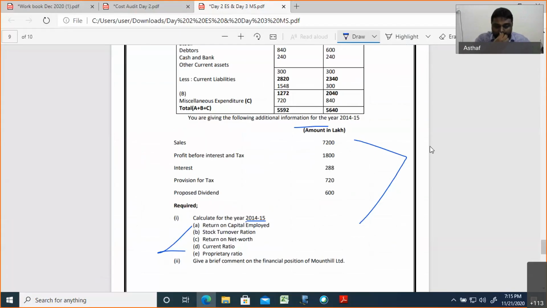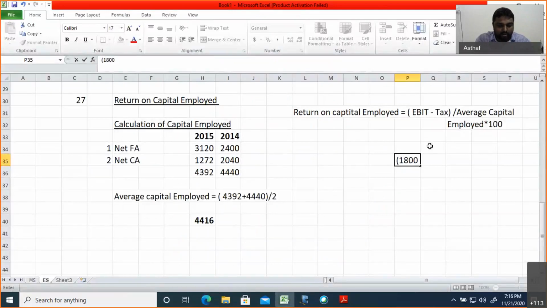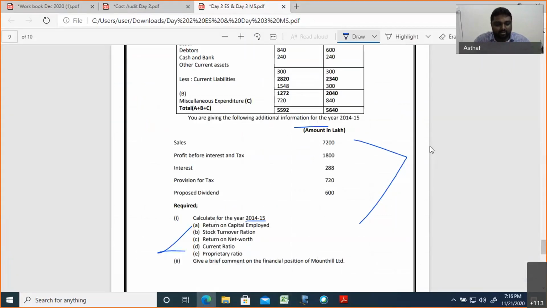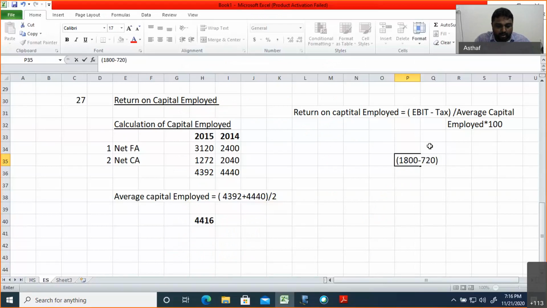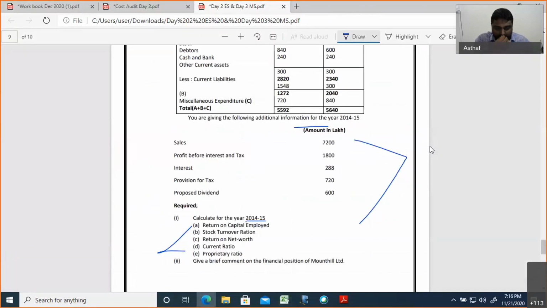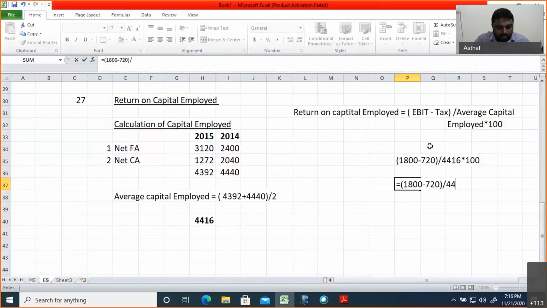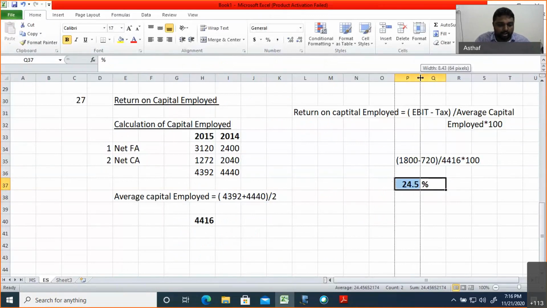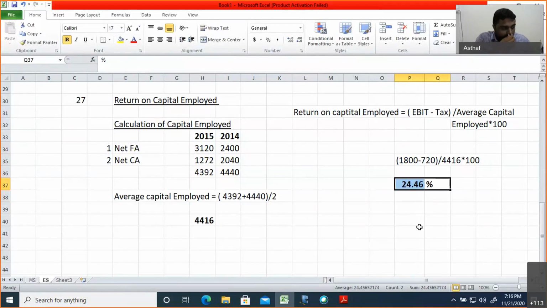So what is the EBIT? Hope you are clear now. The EBIT is 1800 minus... what is the interest? Interest we won't reduce. Only tax we reduce, which is 720, divided by average capital employed 4116 into 100. So what is the answer? 1800 minus 720 divided by 4116 into 100. Take your own time. Some of the friends already got the answer. It will come 24.45% or 46%.